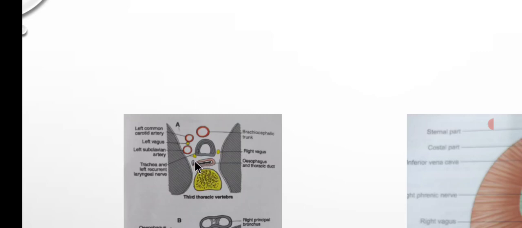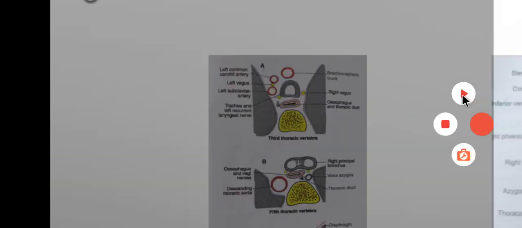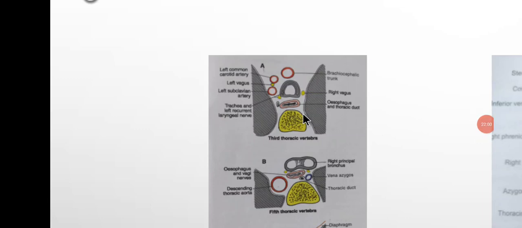Okay, so this is the thoracic duct. In the superior mediastinum, anteriorly there is the arch of aorta and origin of the subclavian artery. Posteriorly there is a vertebral column. On the right side there is the esophagus, and on the left side there is the pleura.